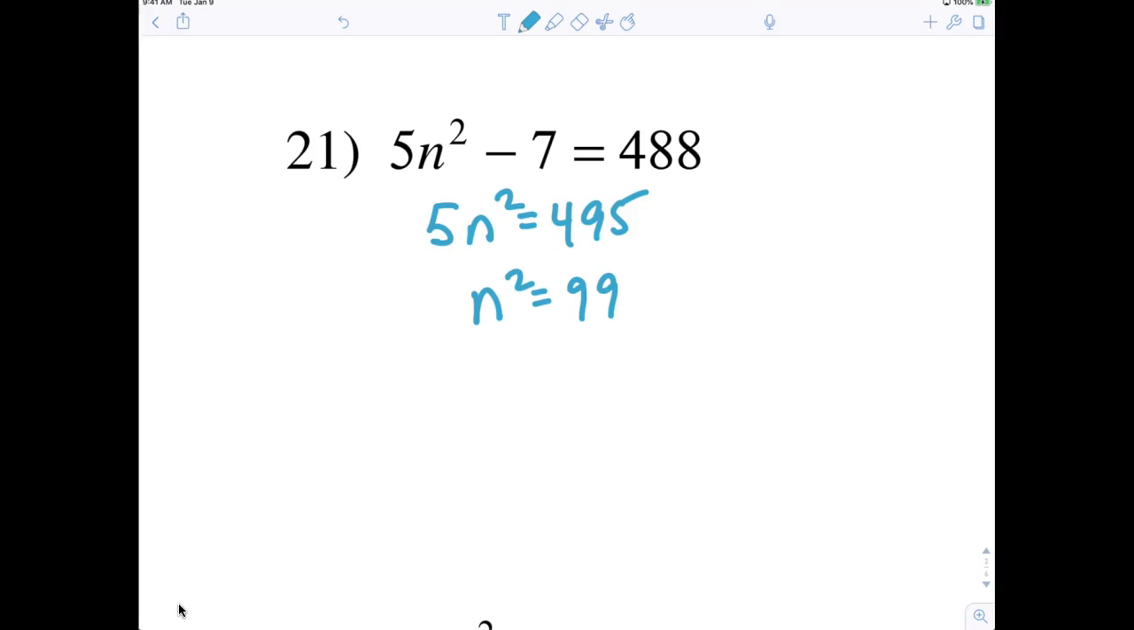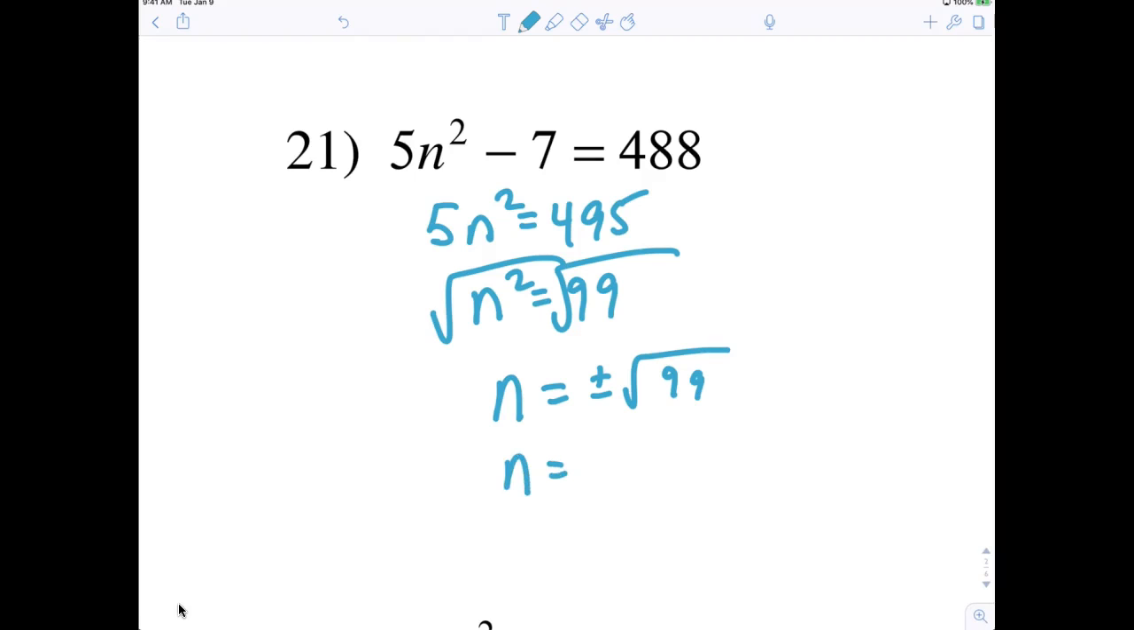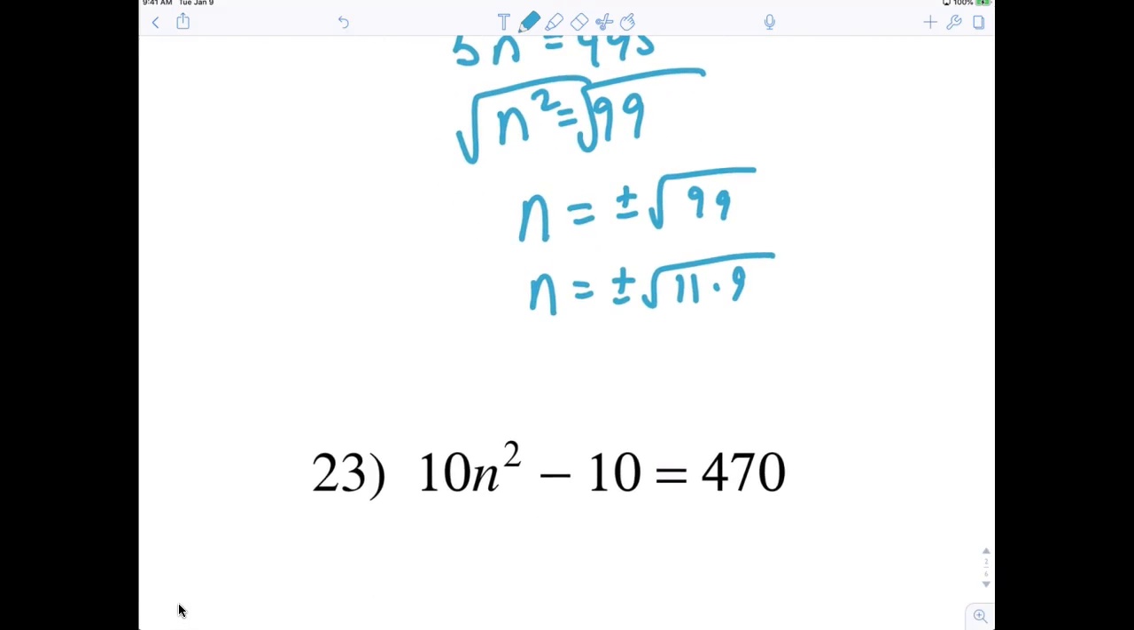Everybody agree with that? Now I do what? So n is equal to plus or minus the square root of 99, but then you're smart. And so that breaks down to... that's exactly right. Come on, any questions with that?